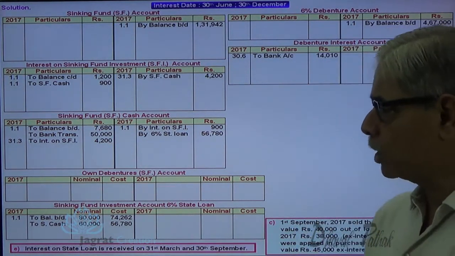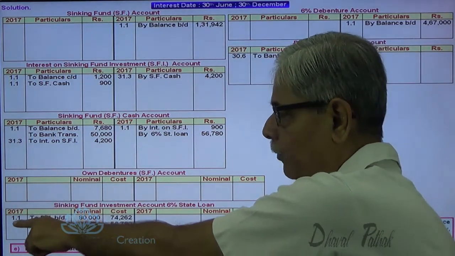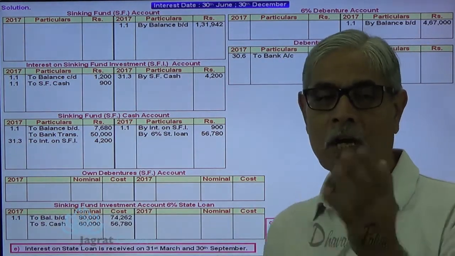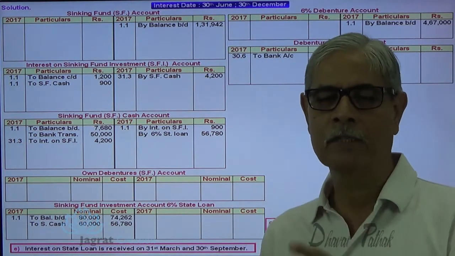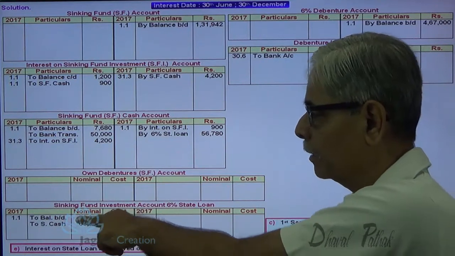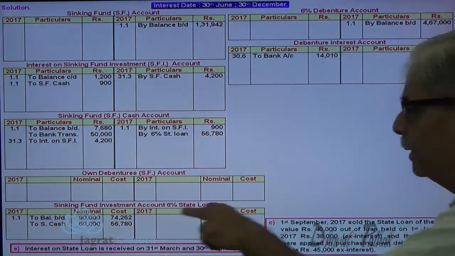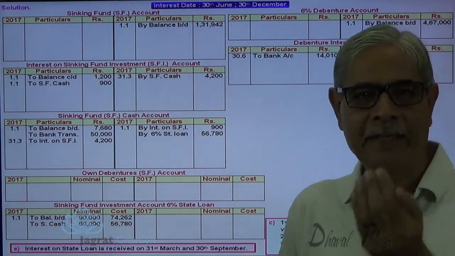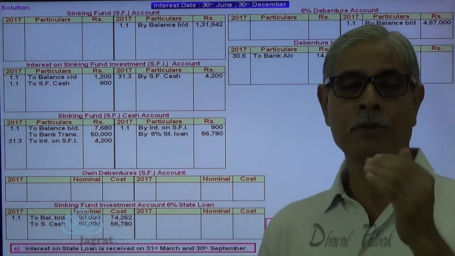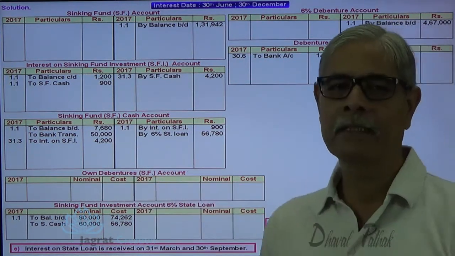On 1st of September, the nominal value on 1st of January was 80,000. Half of it means 40,000 is sold. So, this sinking fund investment, 40,000 is being sold. And whatever the cash is received there, that cash is applied for the purpose of purchasing the own debenture.